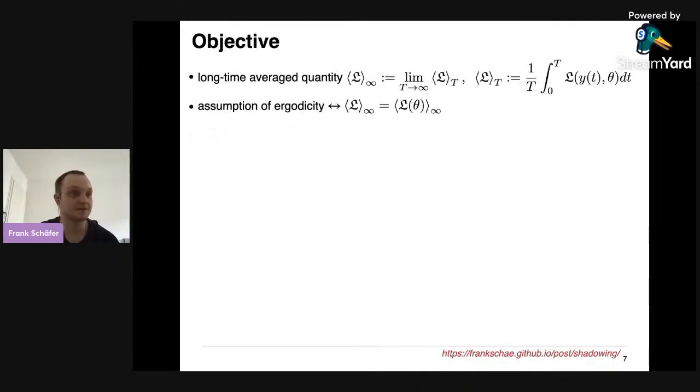Now, there's one nice feature in this: if we consider a long-time average quantity, so we define our loss function as this limit of a time average, where we simply integrate some instantaneous loss function over time. And in addition, let's assume ergodicity, which simply means that this long-time average quantity shouldn't change as a function of the initial condition. So each initial condition should yield the same long-time average quantity, such that it only depends on the specific choice of parameters.